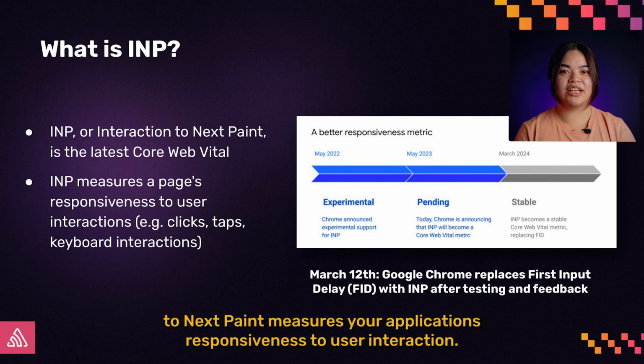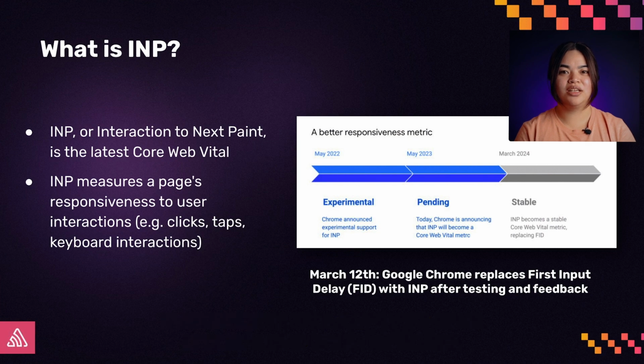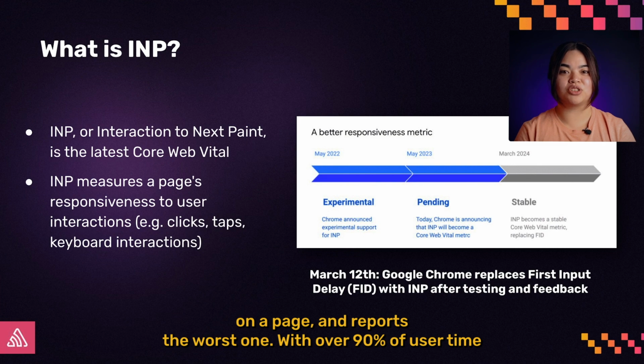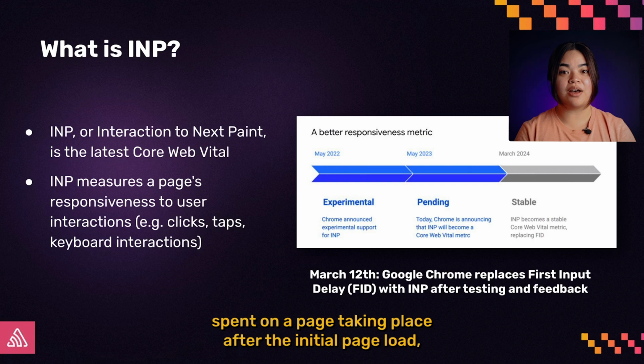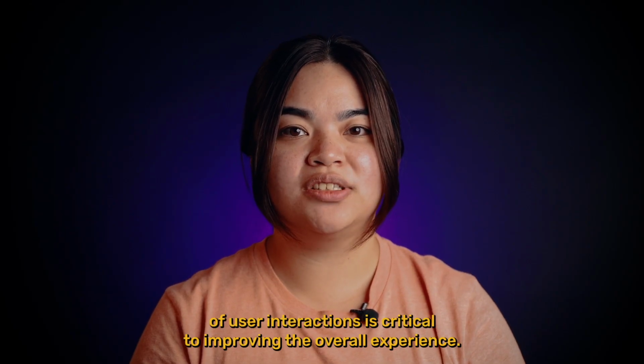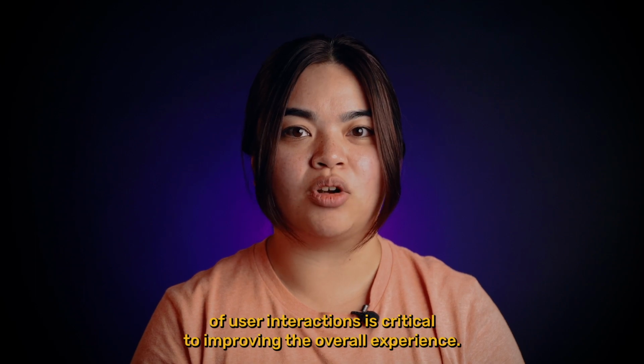INP, or Interaction to Next Paint, measures your application's responsiveness to user interaction. It takes the latency of nearly all user interactions on a page and reports the worst one. With over 90% of user time spent on a page taking place after the initial page load, measuring and improving the performance of user interactions is critical to improving the overall experience.